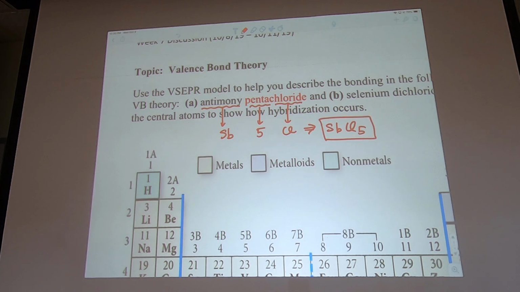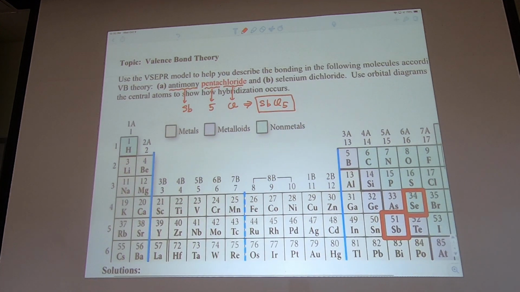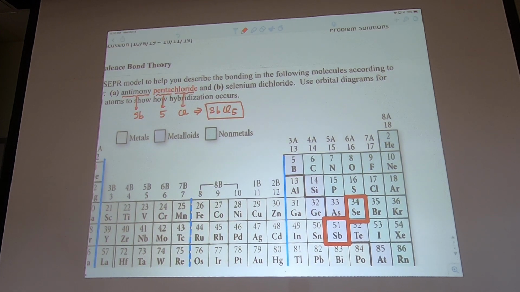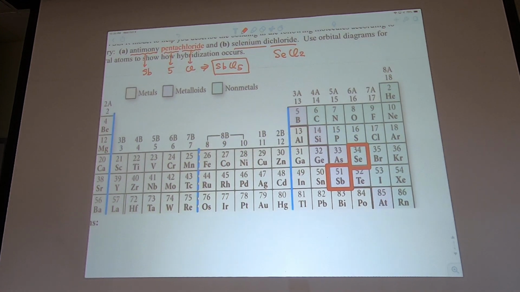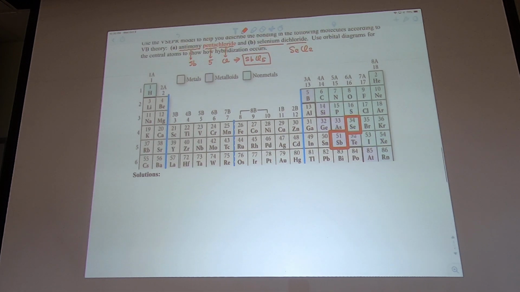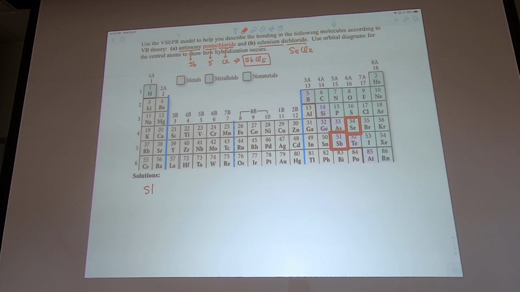And this is a compound that people would love to write. And the selenium, and the dichloride, I guess this is SeCl2. So you finish the first one, and then let's look at the periodic table. Okay, so we are dealing with SbCl5.